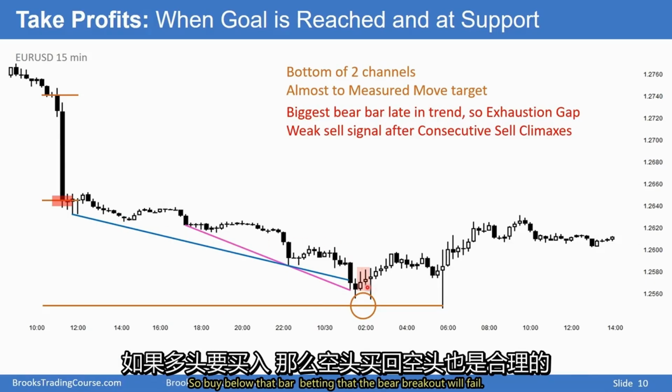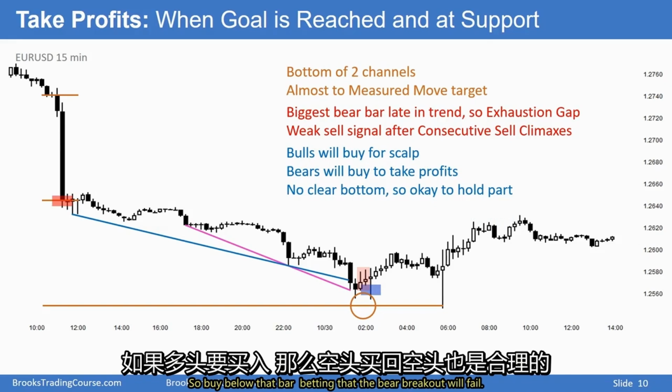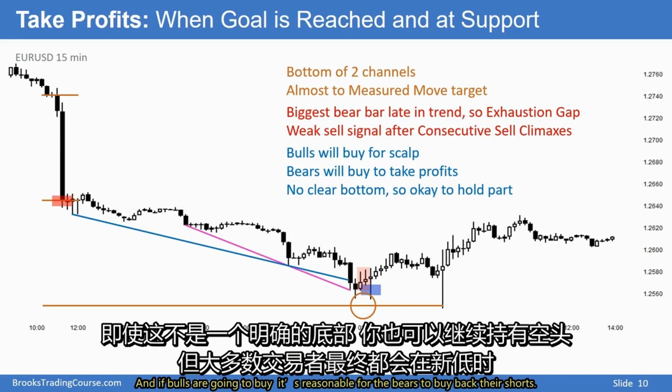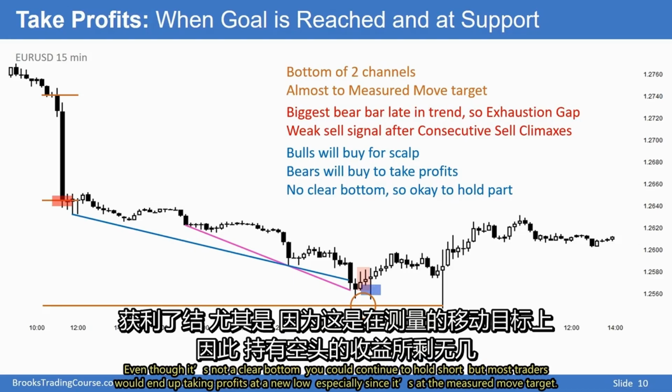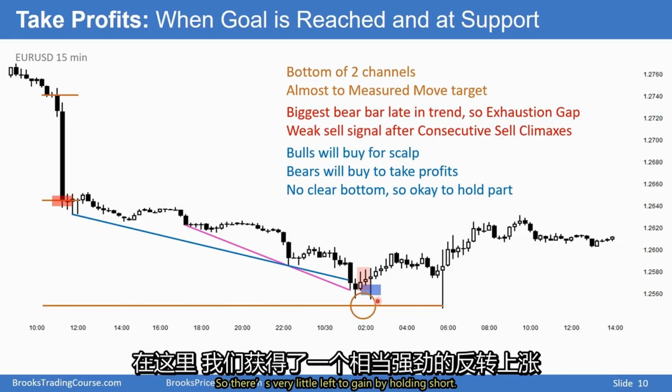Bulls will buy below that bar, betting that the bear breakout will fail. And if bulls are going to buy, it's reasonable for the bears to buy back their shorts, even though it's not a clear bottom. You could continue to hold short, but most traders would end up taking profits at a new low, especially since it's at the measured move target. So there's very little left to gain by holding short.